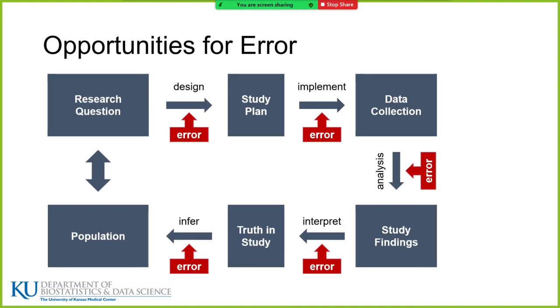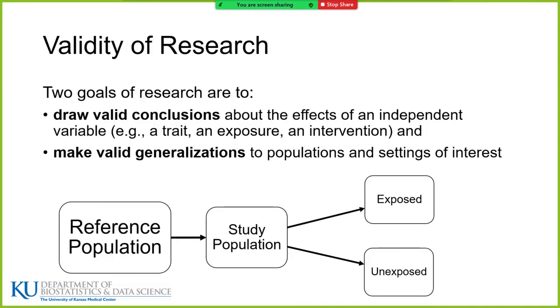The goal for today is to think about how study design can impact or ensure the validity of our research. And there are two types of validity we tend to focus on. The first being our ability to draw valid conclusions about the effects of some intervention. And the second being trying to generalize those findings back to some population or setting of interest.